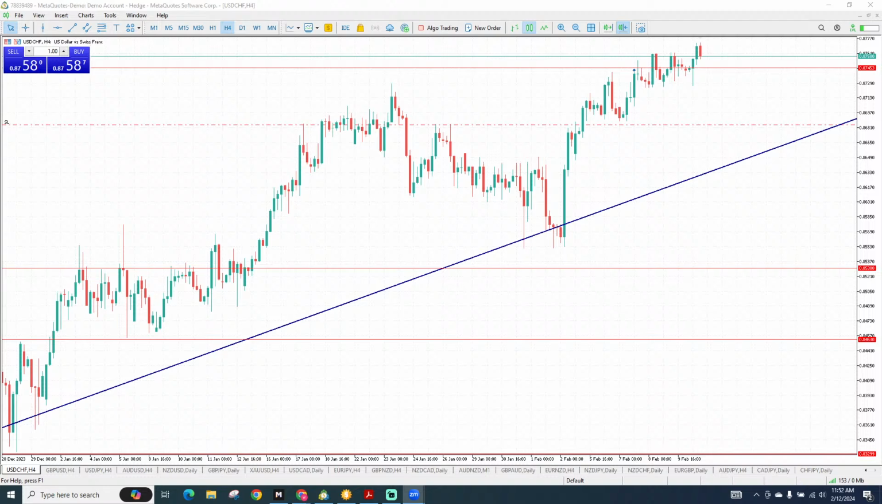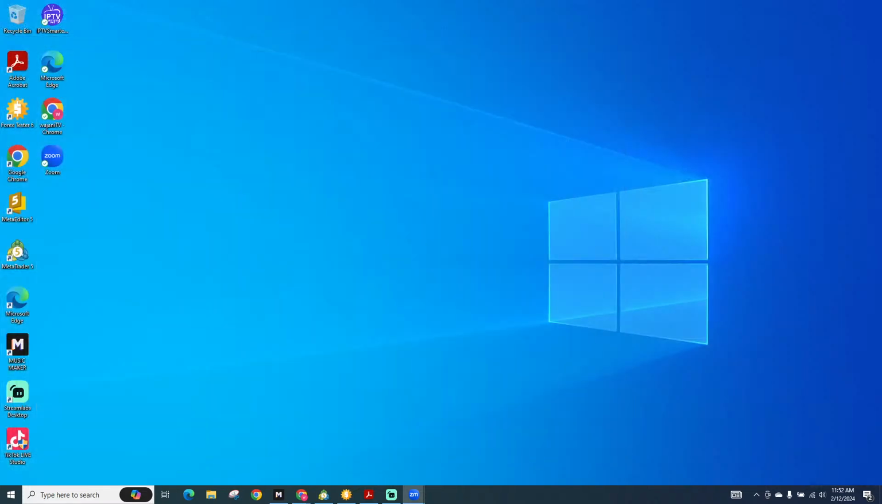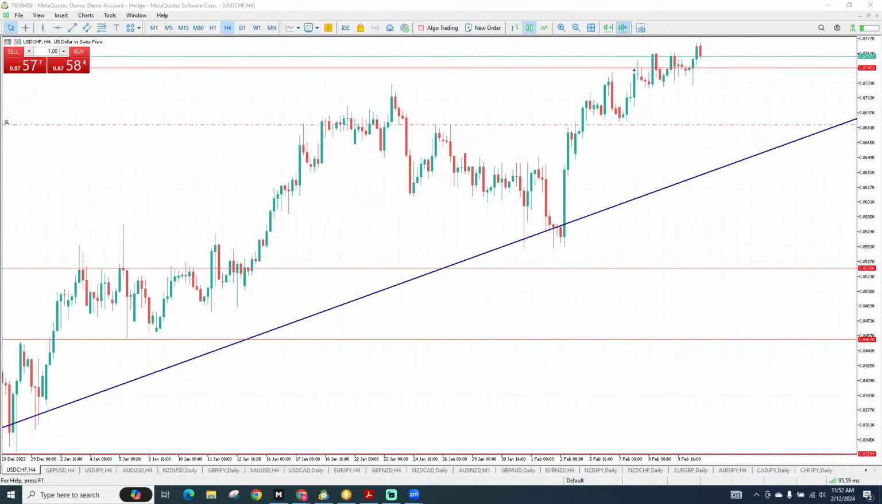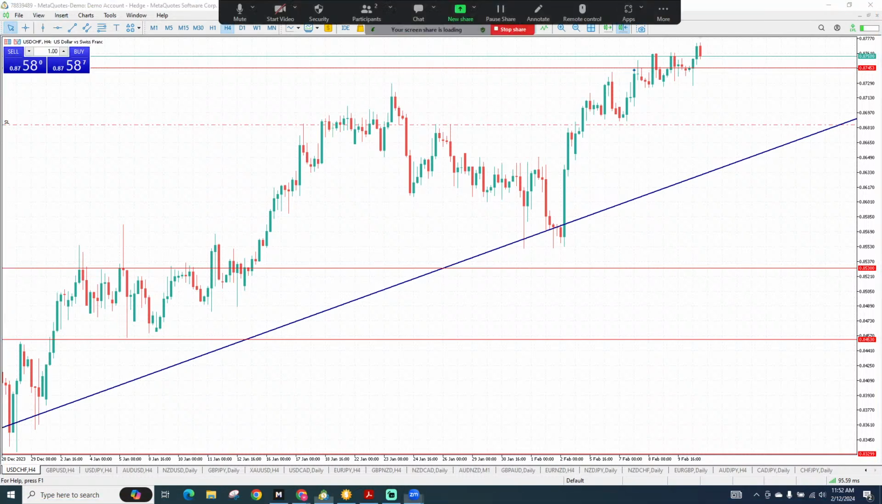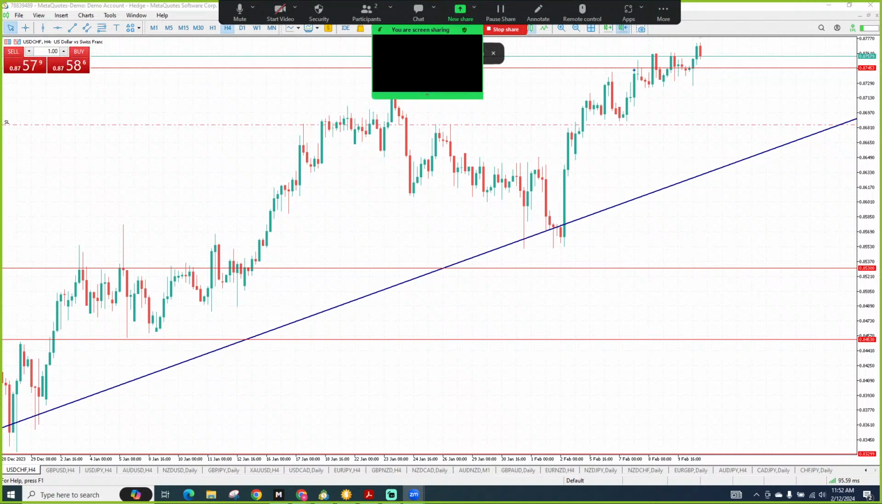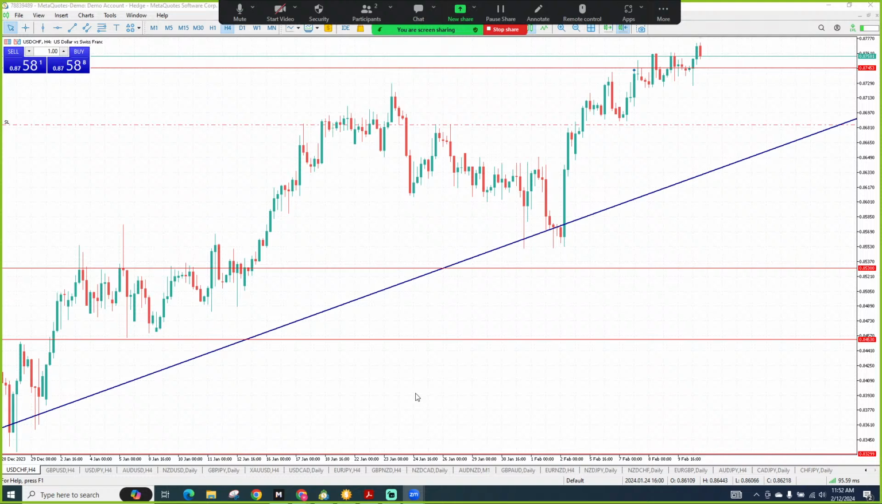Okay, that's wonderful. So let me share my chart. Let me share the screen with you. I know you can probably see my screen. The first currency is US dollars versus Swiss franc.